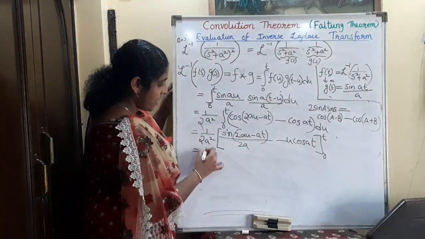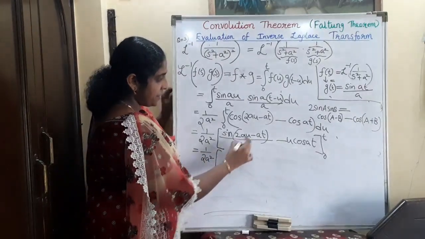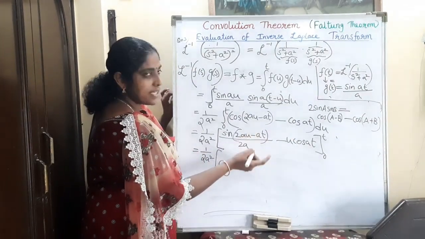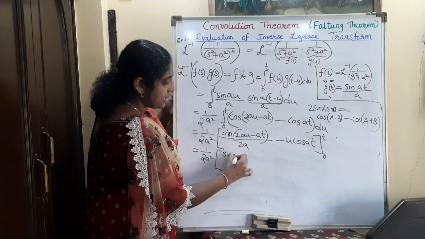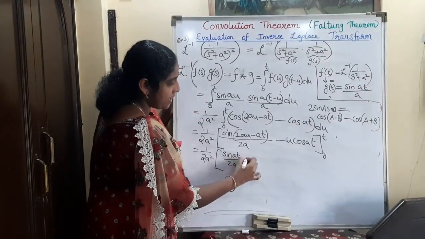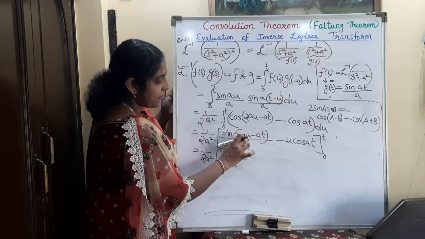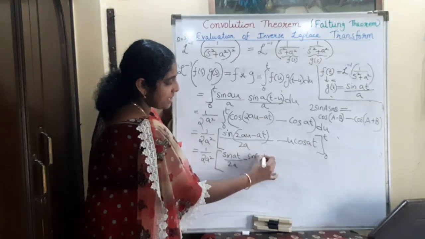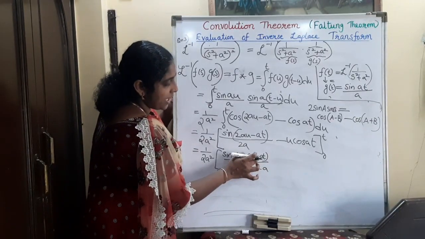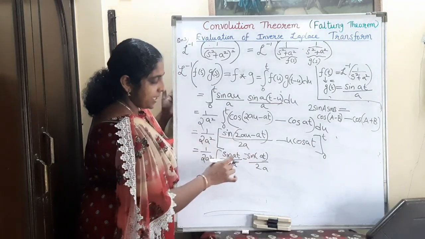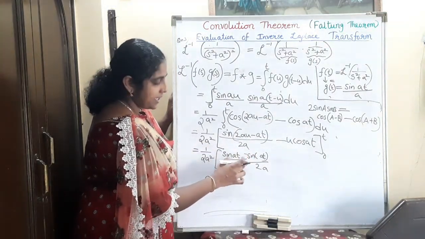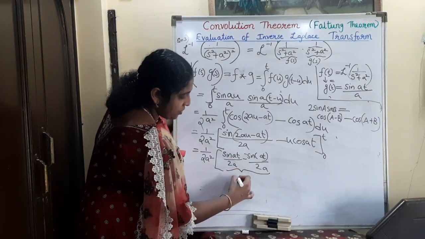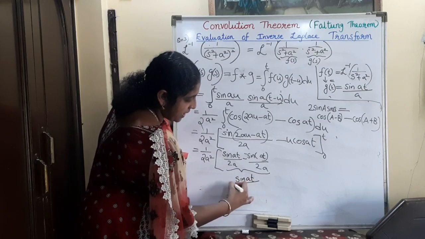So that is 1 by 2a square into, on applying the upper limit t, this is sine(2at minus at), that is sine at by 2a, minus, on applying the lower limit 0, this becomes sine of minus at divided by 2a. We know that sine of minus at is minus sine at. So this sine at plus sine at add, then 2 sine at by 2a. So this entire term, the 2 will cancel, and this becomes sine at divided by a.